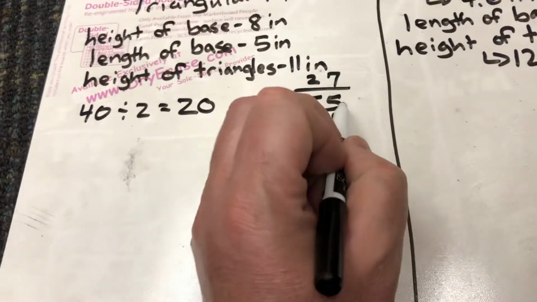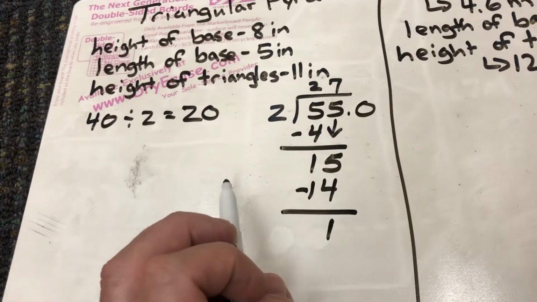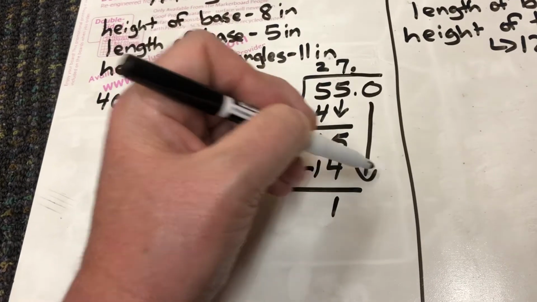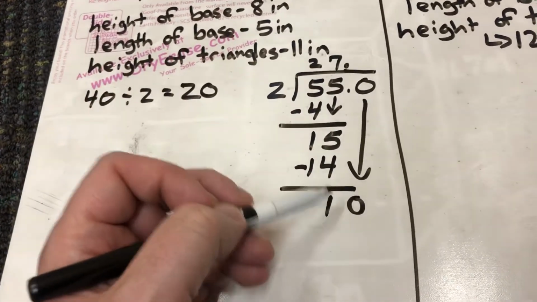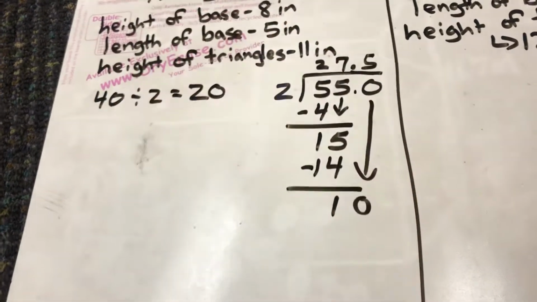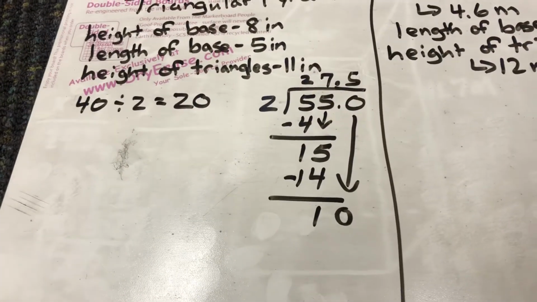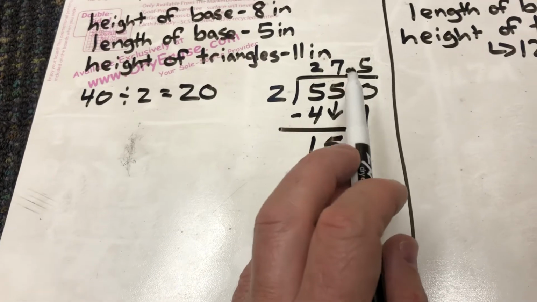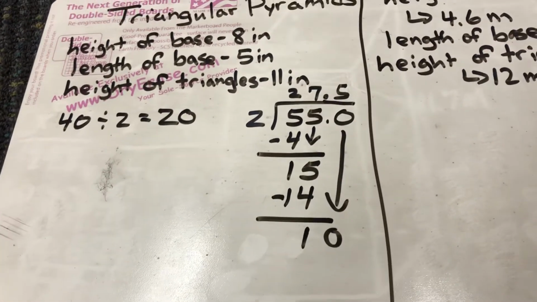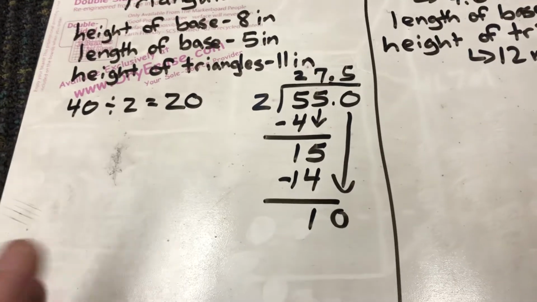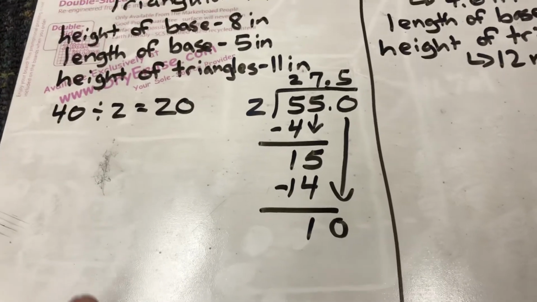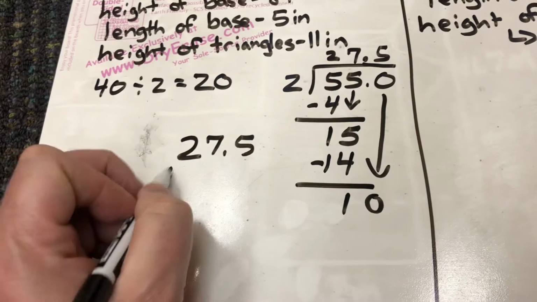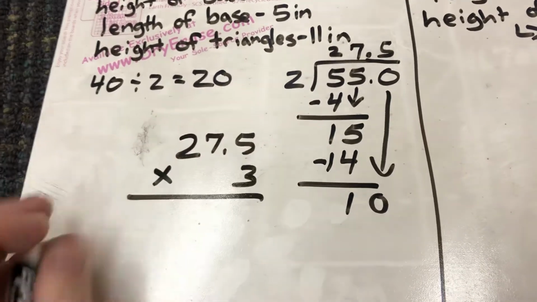I can't end up with any left over, so I add a decimal 0, bring my decimal straight up, drop the 0. 2 can go into 10 5 times, and I know there's none left over because 2 times 5 is 10. So the area of one of those triangles is 27 and 5/10. But I have 3 of them. So 27 and 5/10 times 3.